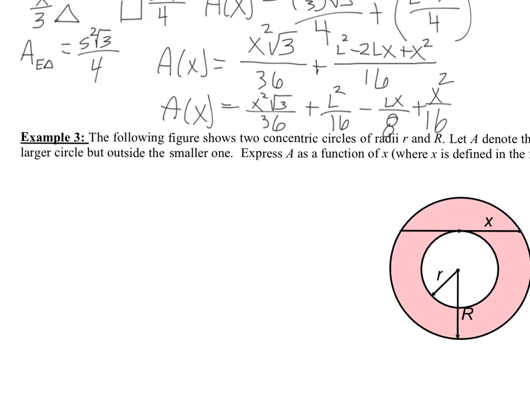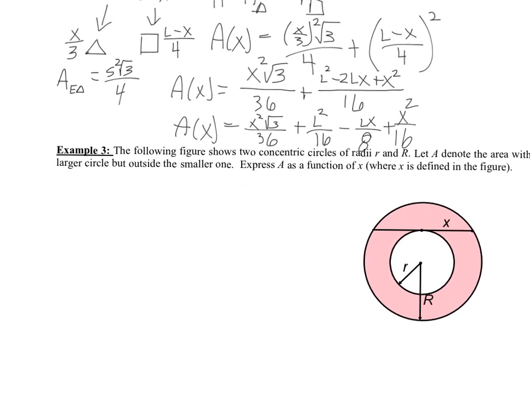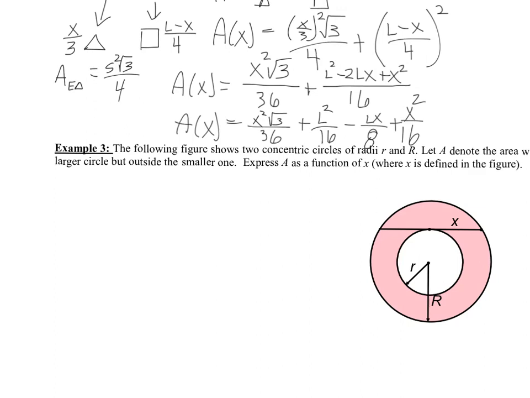One last problem, just to get a little more practice in terms of the setup. The following figure shows two concentric circles, meaning circles with the same center, with radius lowercase r and uppercase R. Let A denote the area of the outside, smaller circle.